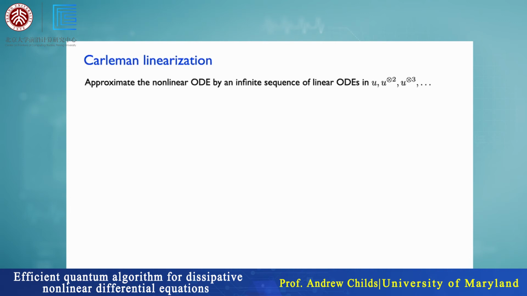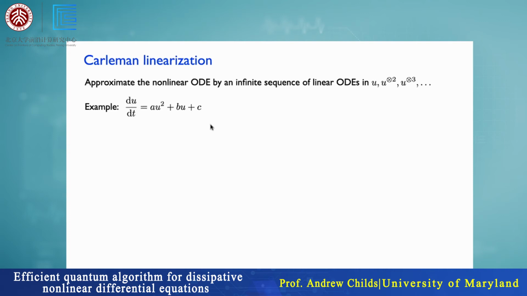Okay, so the idea of Kalman linearization is to approximate the nonlinear ordinary differential equation, or the system of nonlinear ordinary differential equations, by an infinite sequence of linear ordinary differential equations in many copies of the state. So it's going to be a system of equations in U, but also 2 copies of U, 3 copies of U, etc. So here, when I write U tensor K, I mean U tensor U, etc., with K copies of U. Okay, and to explain how this works, let's look at a very simple case where we just have a scalar equation, right? So instead of having this vector case, let's imagine that we just have a scalar. Then instead of having to write tensor products, I can just write powers, right?